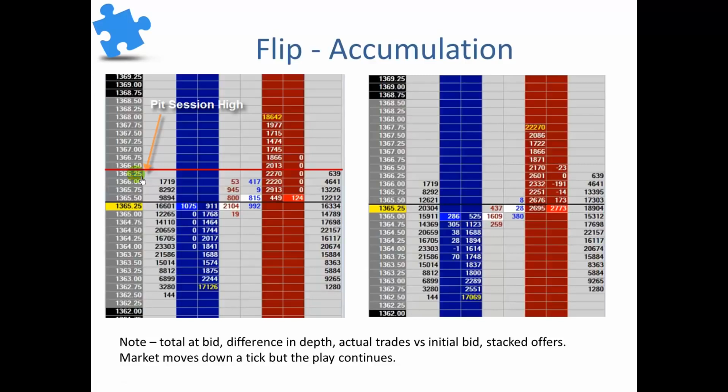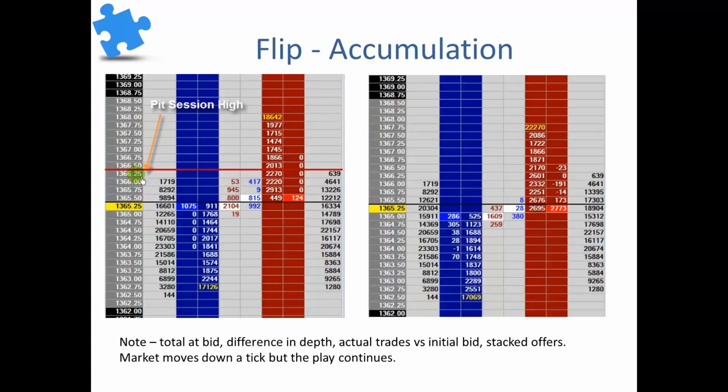Now, the first part of a flip is accumulation. Okay, so again, I said gameplay is the art of getting somebody to sell so you can buy, or getting somebody to buy so you can sell. So you're going to accumulate some contracts. Now, when these guys try and do this, it's not like everybody's stupid, right? People know that this stuff goes on. So sometimes they're going to fall for it and sometimes they're not.